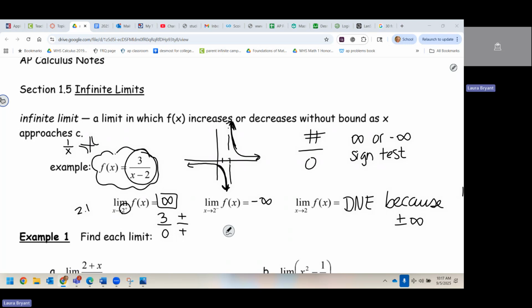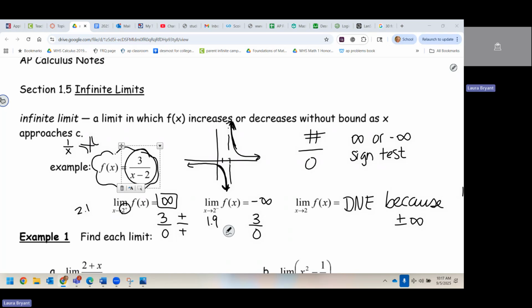Okay, second one, 2 from the left. So I'm thinking of something a little bit smaller than 2, so like 1.9. So now what I'm doing, I mean, I know this went to 3 over 0, right? We already kind of established that plugging in 2 gives a 3 over 0. But now I have a left-hand limit, and a left-hand limit is something smaller than 2.